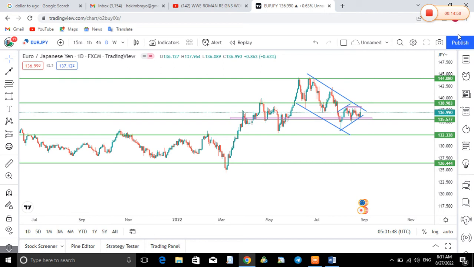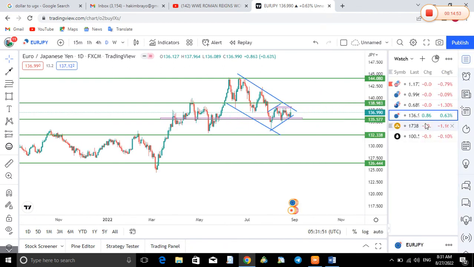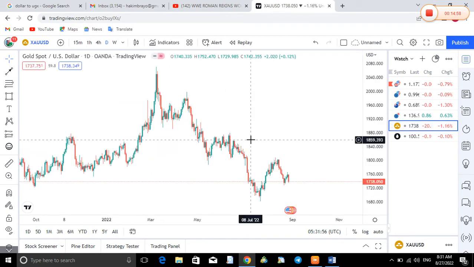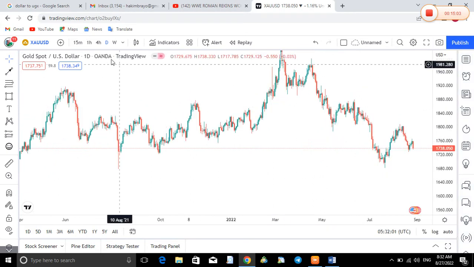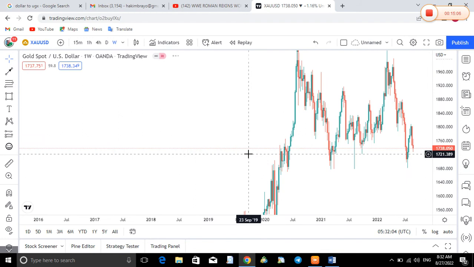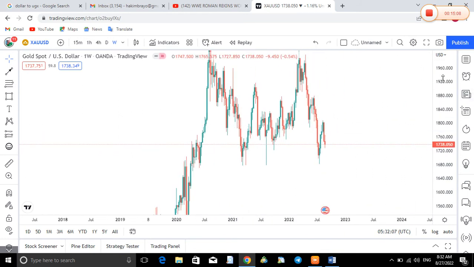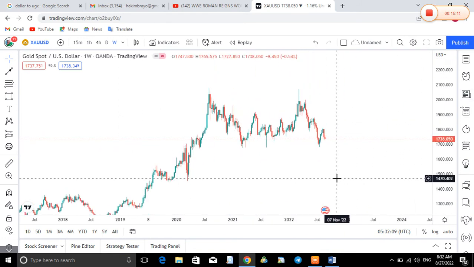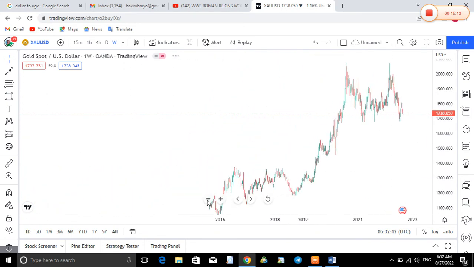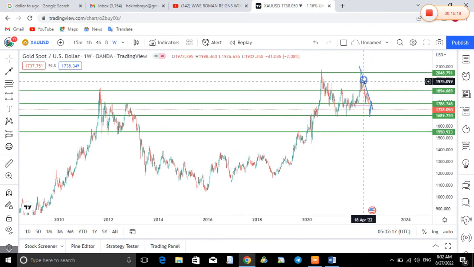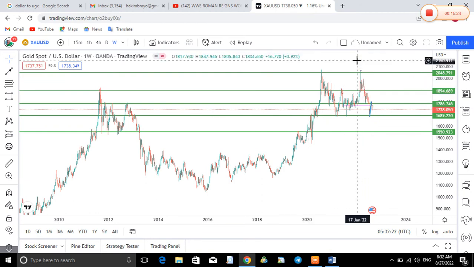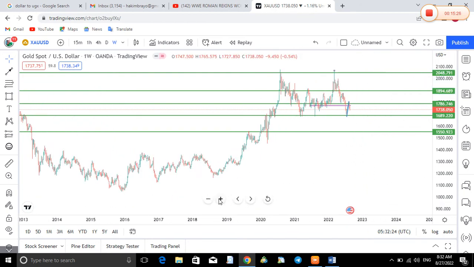Now our last pair which I'm going to be analyzing is a commodity, which is gold. Gold. And I'm going to start from the higher time frame. Gold, I'm going to start by indicating, okay, our chart has updated. Now I'm going to try to zoom out.